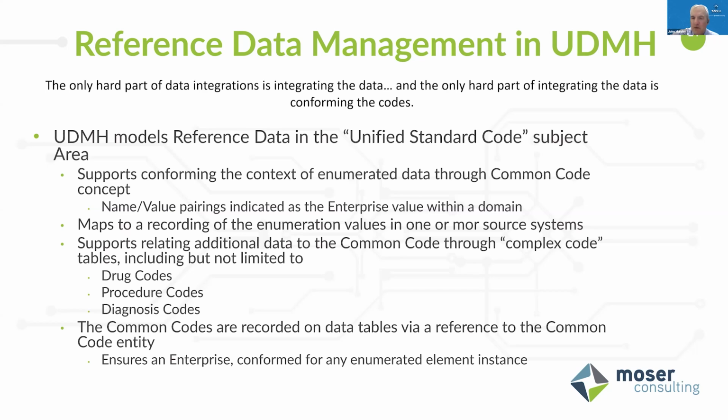So if I need to look up a drug code, the code is going to be the NDC code. The domain is going to be drug code, right? And I can populate my data tables with the reference to the drug code. Now, there's another piece to this model, what we call complex codes, where all of the other data around the drug code is stored. So if I need to get into drug analytics around the NDC code, I can go out to that data and get it. But for something like a race code, C for Caucasian, A for Asian, etc., is a name value pair. That's a common code. Everything that's an enumerated value goes into that table.